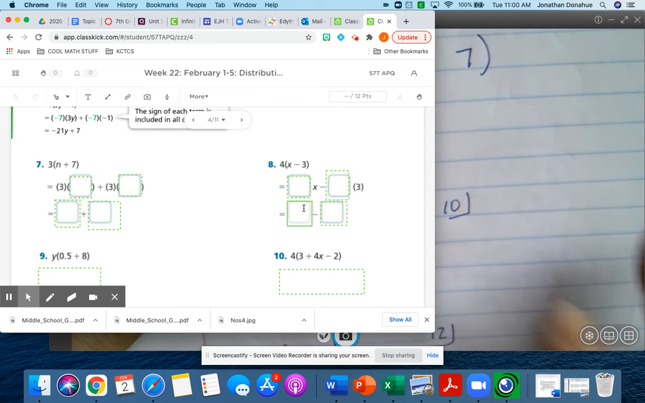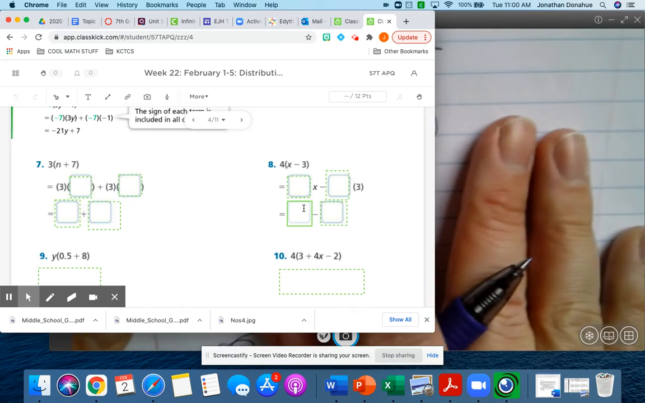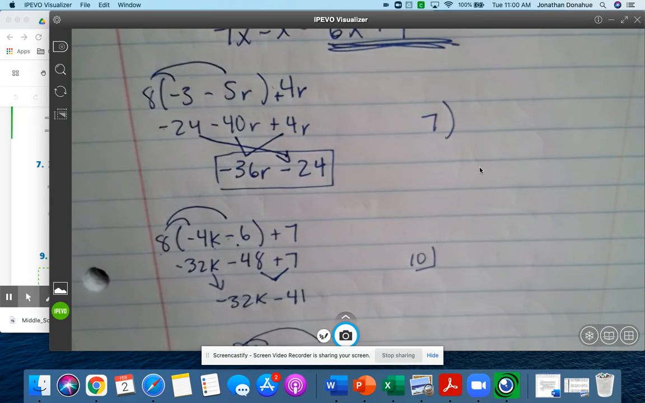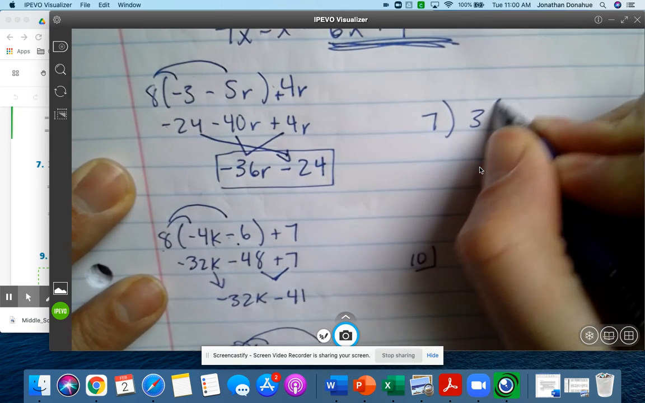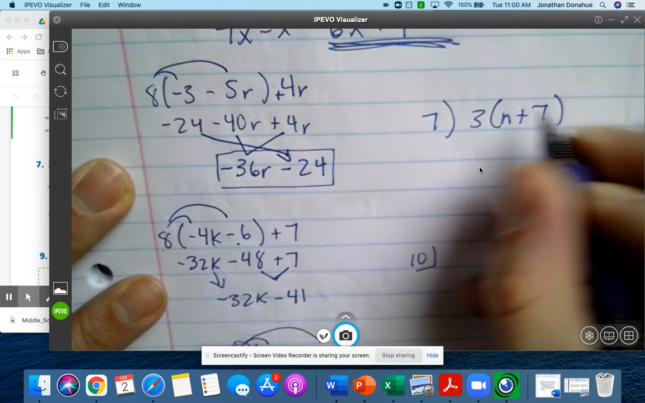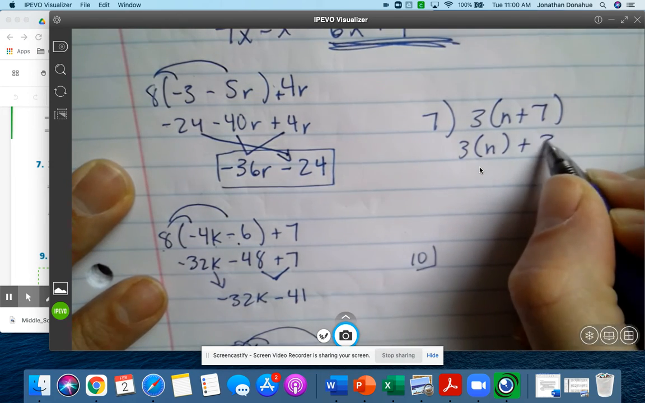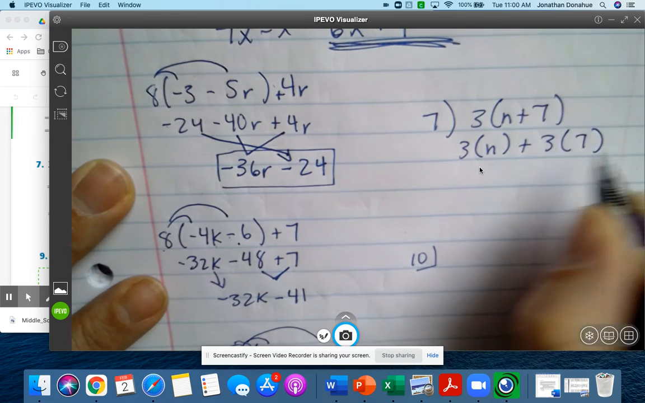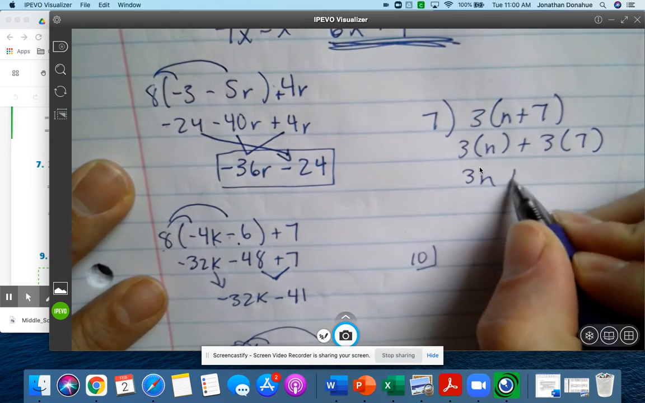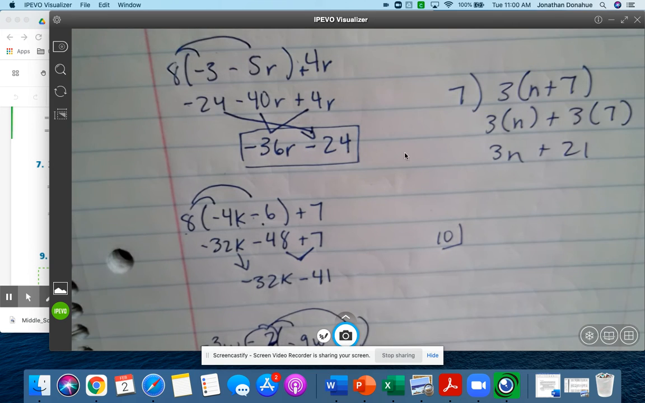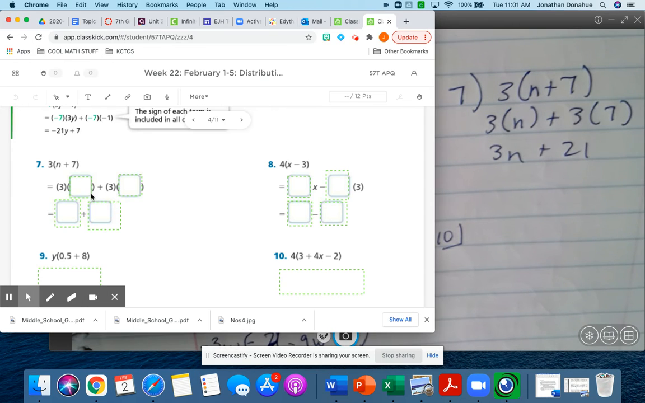All right, here's 7. Number 7 says 3 times n plus 7. What these first questions are trying to really get at is showing that you're multiplying 3 by each part. So that would get you 3n, and that would get me 21. Let's fill that one in real quick. That really didn't require work. So 3 times n would be the first thing we did, and 3 times 7 would be the second part. So 3 times n is 3n, and 3 times 7 is 21.